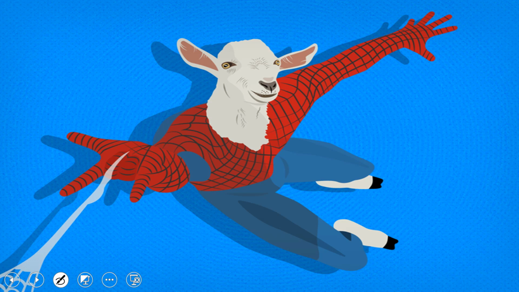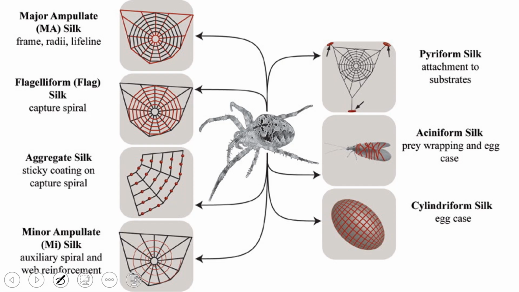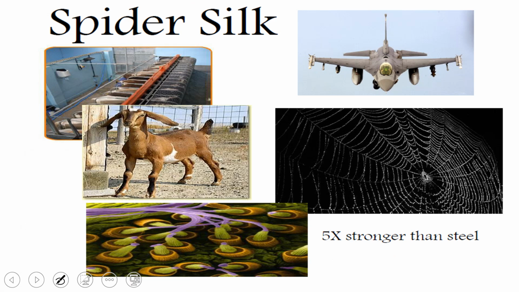This picture shows what we might call a kind of Spider-Man. This is called a spider goat. Normally, spider webs are six times stronger than steel of the same thickness. Many different types of spider silk are there, with different chemical compositions and different forms. So depending on your requirement, you can choose and make it.